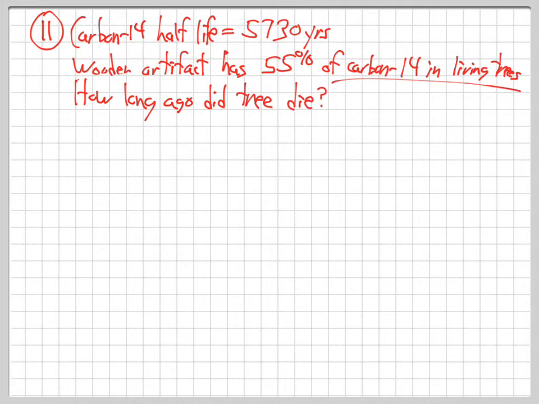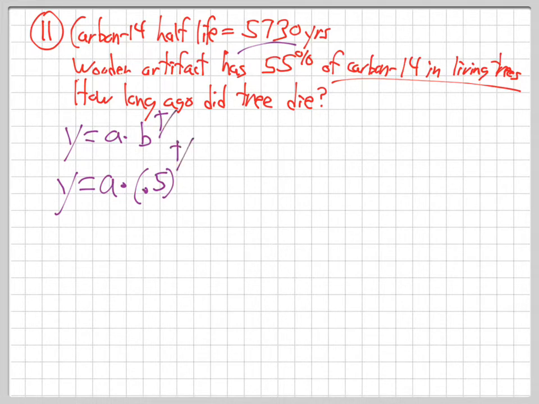Okay, so we know the formula y equals a times b to the t, right? Anytime you're multiplying by the same number every time, that's exponential. We're multiplying by a half every 5,730 years. So we take a, the starting amount, times 0.5, because that's the half, to the t over, remember, the half-life, and so in this case, 5,730 years. So there's our formula.